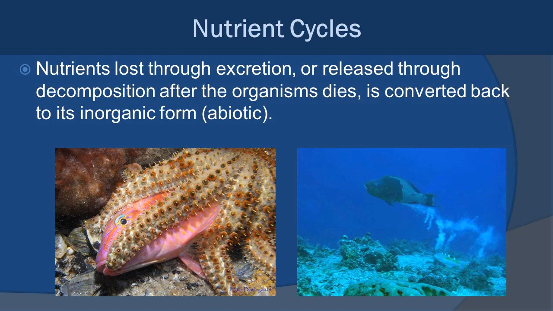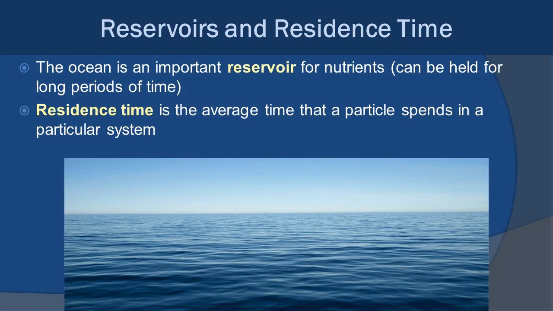On the flip side, nutrients can be lost from the system through excretion, of course, everything's got to go to the bathroom, and released through decomposition. After an animal passes on, it's going to be decomposed through bacteria or sometimes even consumed directly, and thus those nutrients are either released or transferred. Now, the ocean itself is an important reservoir for various types of nutrients, which basically means they can be held for long periods of time.